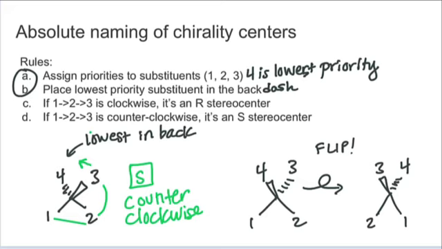And so now we can go ahead and prioritize our groups. In this very simple example, I've already prioritized the groups for you. And so 1 to 2 to 3 is now, if you see, in a clockwise direction. We're going clockwise, so this is an R stereocenter. So counterclockwise is S, and clockwise is R. What we need to be able to do is that, but with an actual molecule.